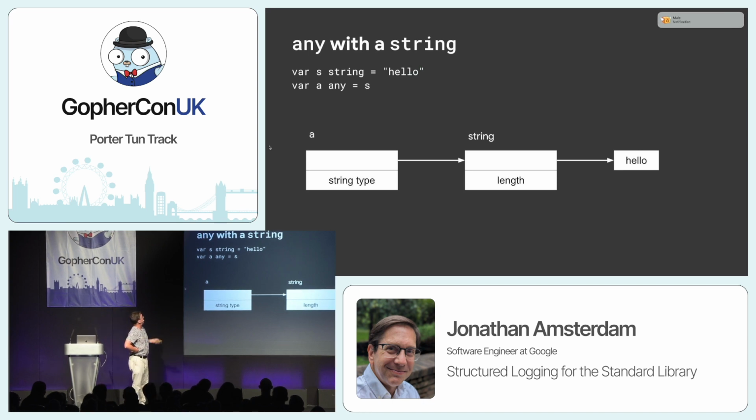So when you put these 2 together, and you put a string inside an any, you get a pointer to a pointer. You get 2 memory allocations. Now, the one on the right, the string, you can't do anything about. But the one on the left, we're going to get rid of. That's, in most cases, going to be a heap allocation, just by putting a string into an any.